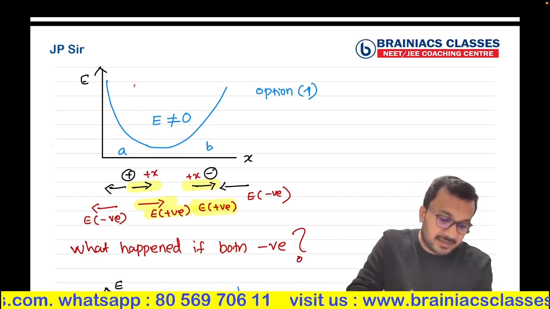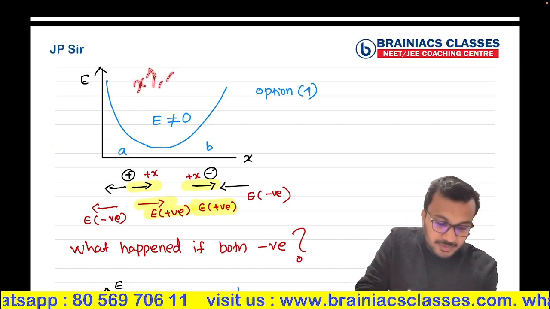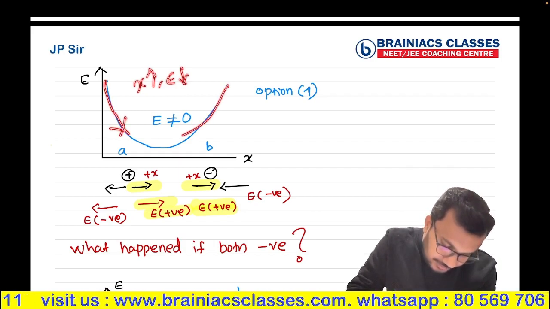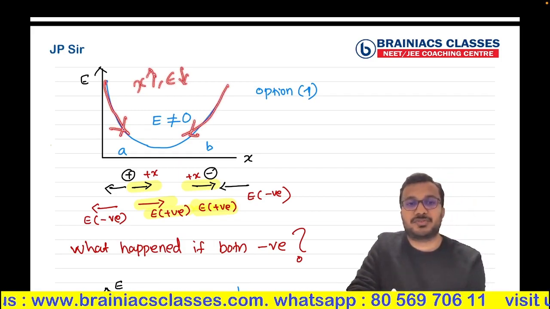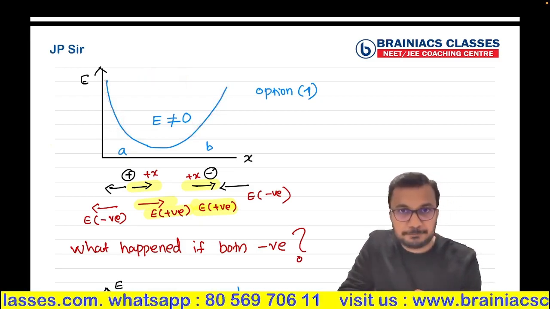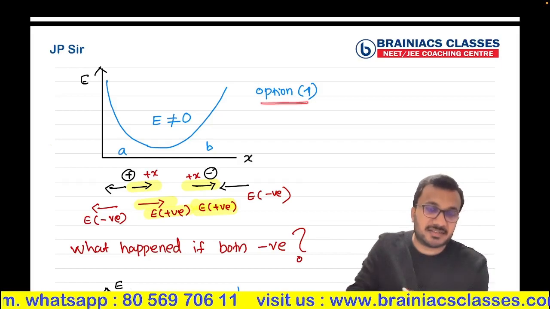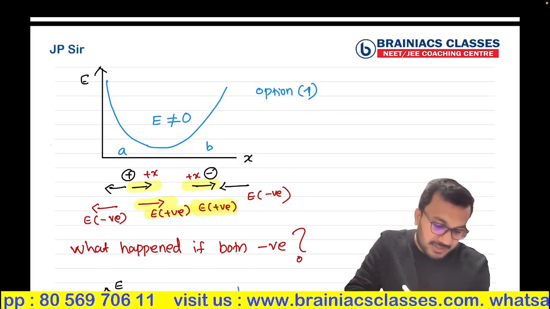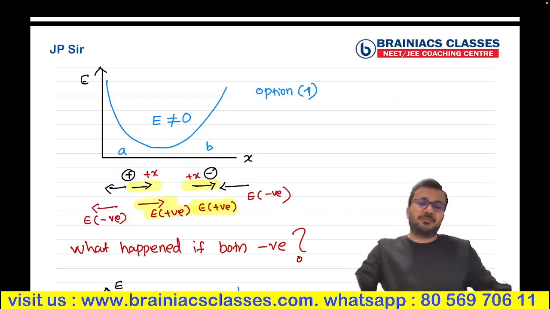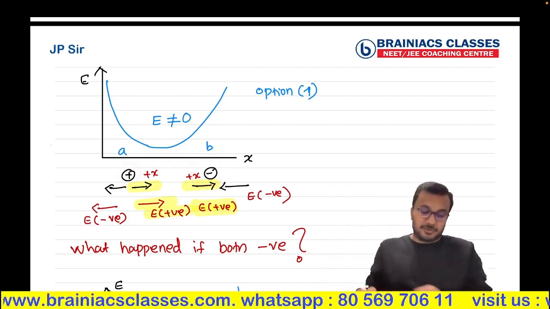So when distance increases, again, what will happen? The electric field reduces. Here also the electric field reduces, on both sides. Okay, so this is actually our question, and option number 1 is the correct answer. Option number 1 means A is positive and B is negative. But we will learn more theory here also.